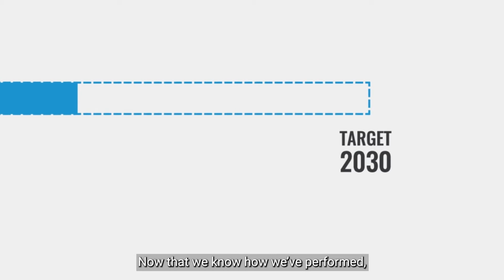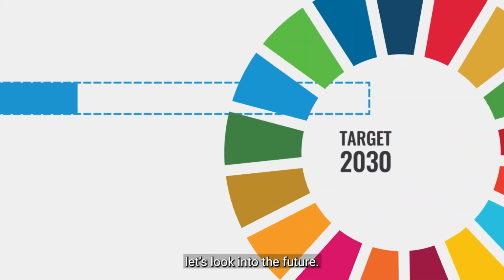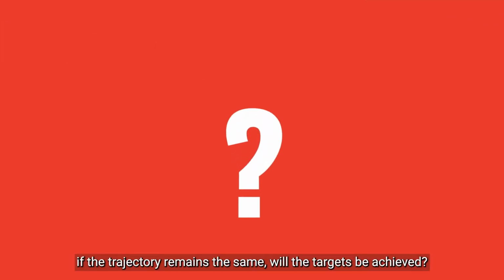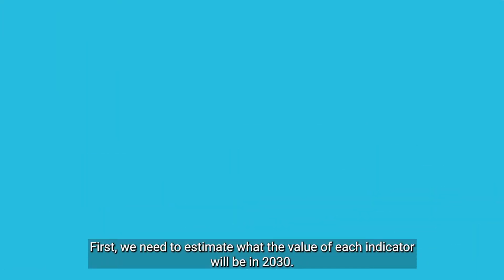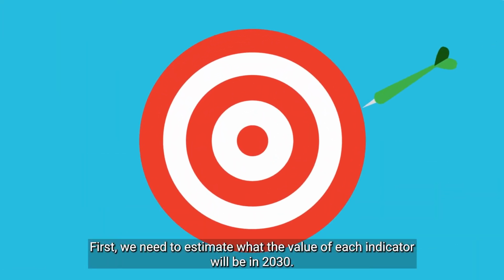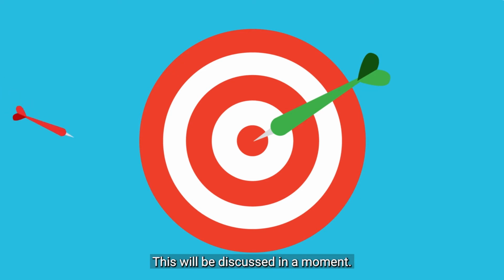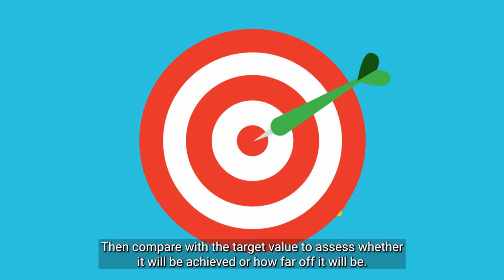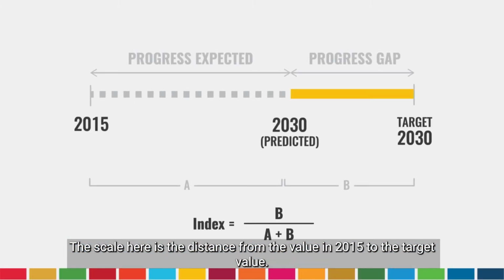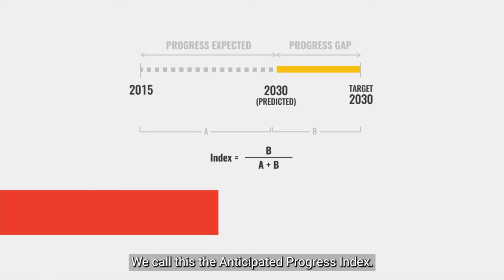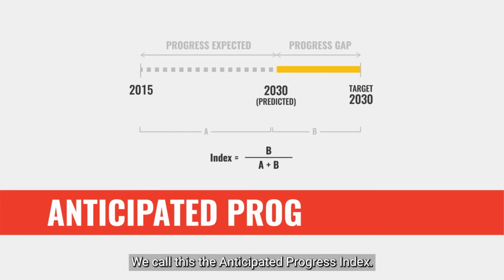Now that we know how we've performed, let's look into the future. Given what we know of the progress so far, if the trajectory remains the same, will the targets be achieved? First, we need to estimate what the value of each indicator will be in 2030. This will be discussed in a moment. Then compare with the target value to assess whether it will be achieved or how far off it will be. The scale here is the distance from the value in 2015 to the target value. We call this the Anticipated Progress Index.